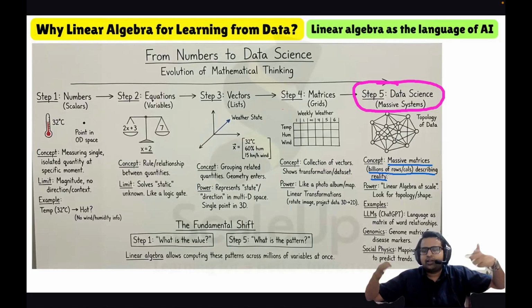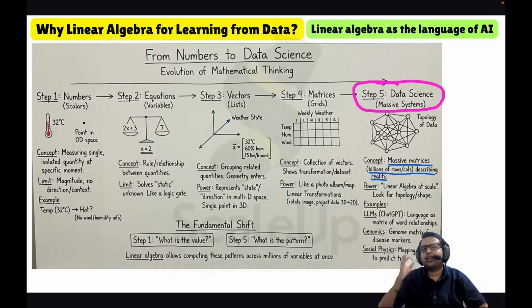We process it to measure the entire systems. Data science is all about measuring the entire systems, measuring the reality, analyzing the massive systems. Now, what is the power of data science? What benefits do we get? Data science is like linear algebra at scale. We stop looking at individual numbers and start looking at the topology, the shape of the data.